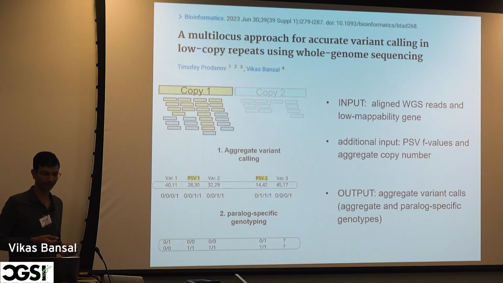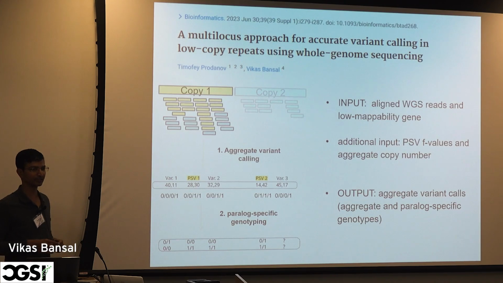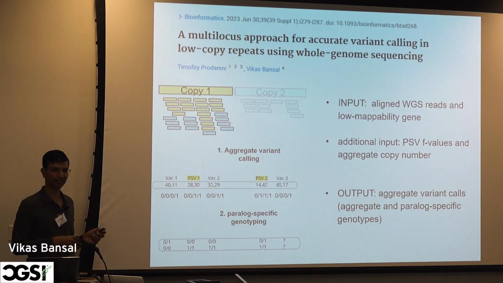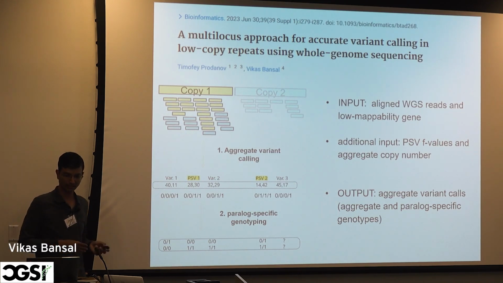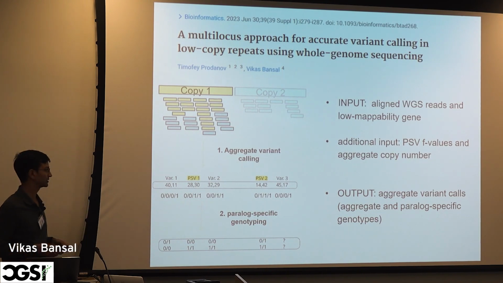So that's the basis of this approach that we developed a couple of years ago. It's a multi-locus approach for variant calling in these low mappability genes using whole genome sequencing, and it combines these ideas to solve those 3 different challenges that I mentioned earlier. I'll go over this algorithm in detail to give you a sense of how it works.